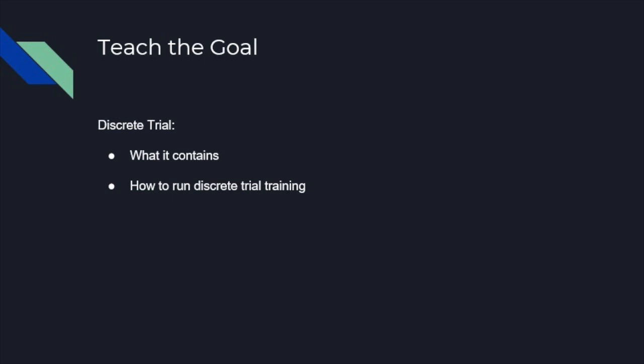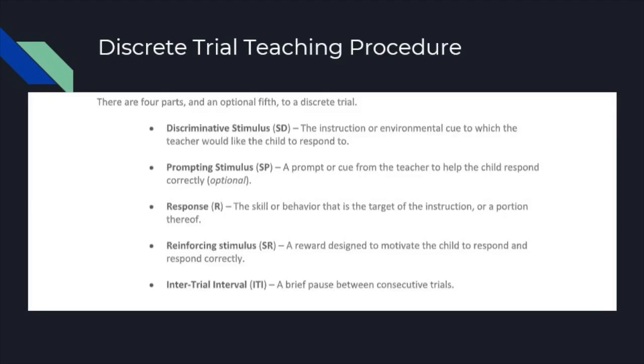Next, we're going to talk about how to go about teaching the goal that is on target. One method for doing this is discrete trial. Go ahead and find in your packet the discrete trial worksheet and read through it. I wanted to take time to highlight a few of the procedures within the discrete trial process.